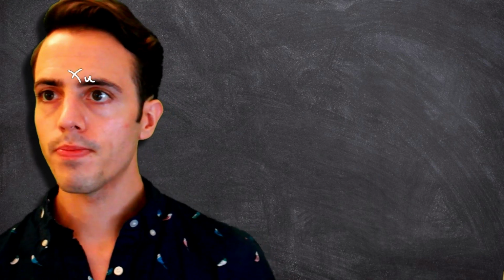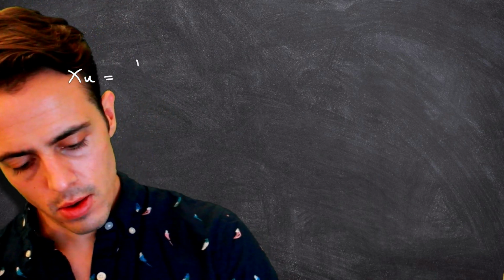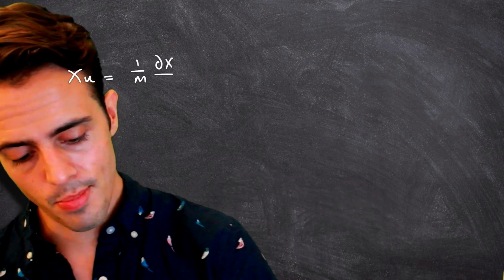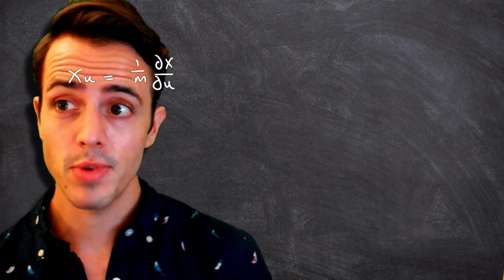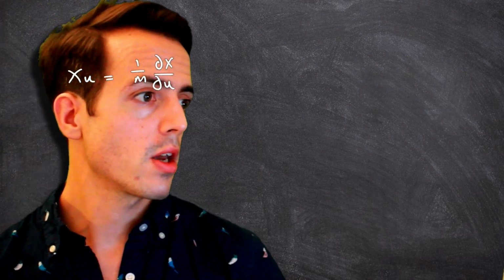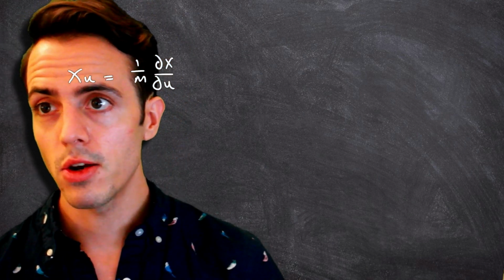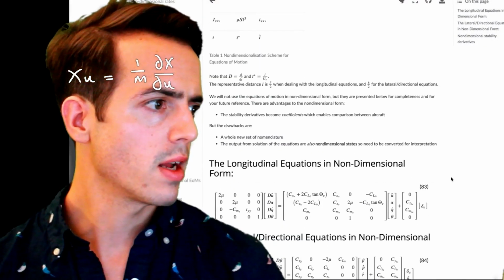So XU, how do we work out what this term is? Well, we know that it's 1 on m, and then it's the partial derivative of the longitudinal force in stability axes with perturbation of forward speed. Doesn't really help us though at the moment. So we're going to go and have a look in the accompanying notes at the non-dimensional equations of motion. And then we're going to go down and see what else we can find.